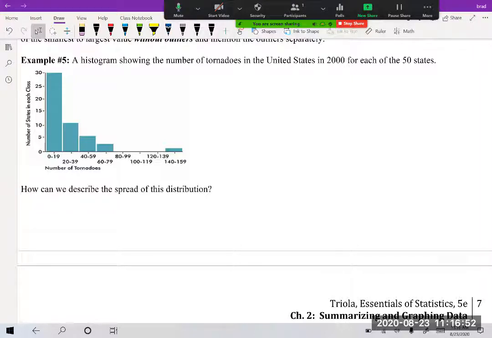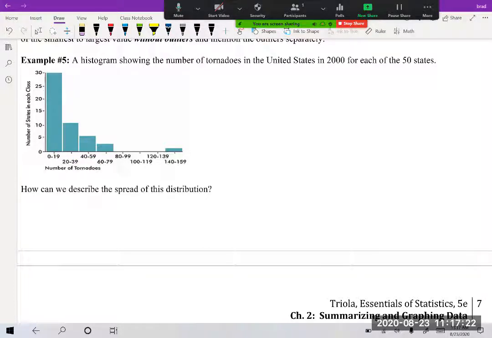So again, we don't know if it was 1 tornado, 0 tornadoes, 2. We just know 0 to 19 was the category they chose to separate tornadoes by. So 0 to 19, 20 to 39, not how fast the tornadoes were going, how many of the tornadoes. And then it said how many states had that many tornadoes. So in this case, from 0 to 19, there were 30 states that had 0 to 19 tornadoes. Then if we look at this next one, from 20 to 39 tornadoes, there were only 10 states that had that.